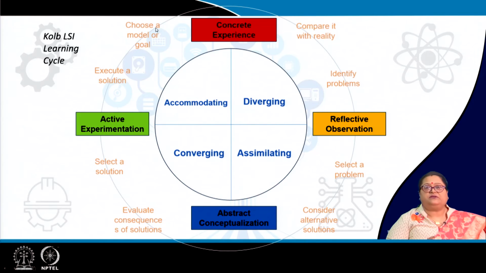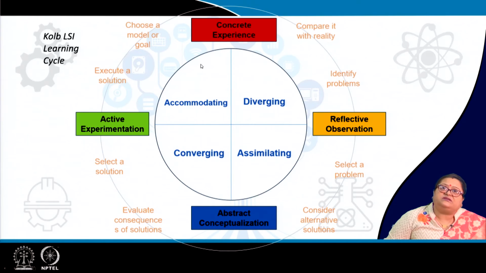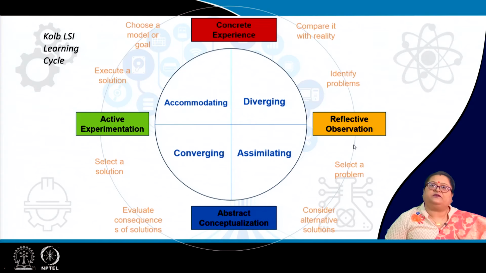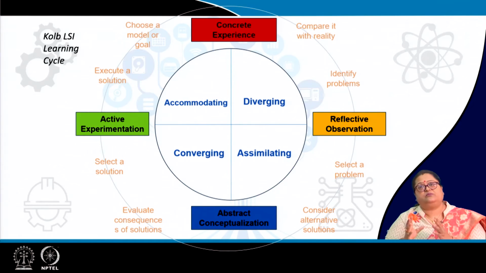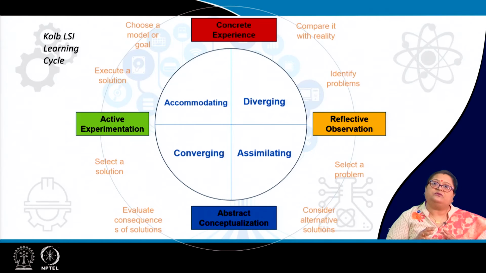So, we can have people who are more focused on either of these styles, or we can find that this moves around in a cycle where we start with the concrete experience, then reflective observation, then abstract conceptualization, then we go on to active experimentation, and then again we try to map it with the concrete experience. So this moves around in a cycle where it starts with identifying the problem, select a problem, considering alternative solutions, evaluate the consequence of a solution, select a solution, then execute a solution and choose a model or a goal. Every person will move through different phases of it, and the cycle is completed as you learn.